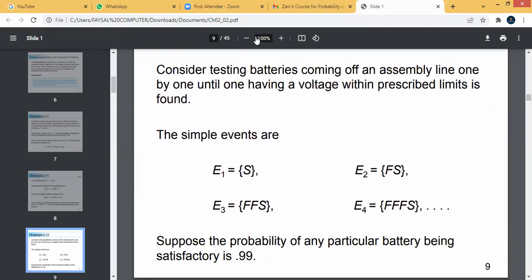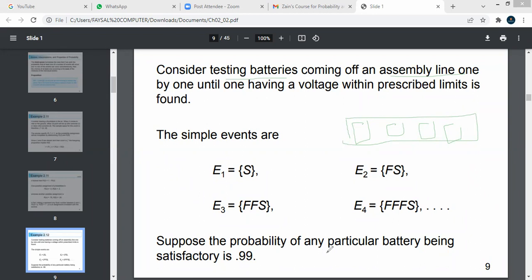Now we have to consider that there is a testing battery coming off an assembly line. Assembly line means that there's a plant and this plant is manufacturing the batteries. So one by one, until one having a voltage within the prescribed limit. The simple events are E1 equals S, E2 equals FS, E3 equals FFS, and E4 equals FFFS.